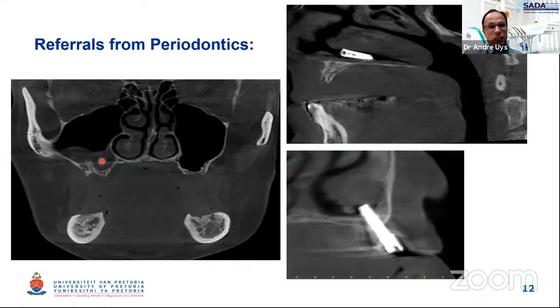This was just a patient that was referred where they lost an implant while placing it, and you can see where the implant landed up there in the nose, as well as an implant that was placed into the nasal fossa.